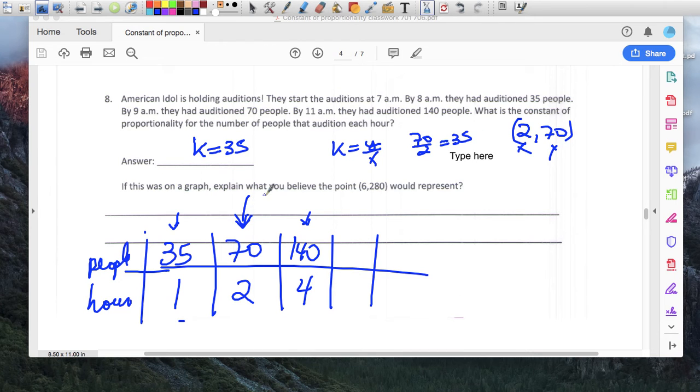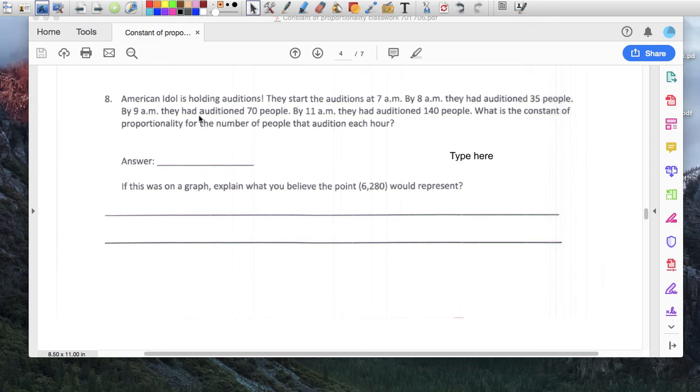If this wasn't a graph, explain what you believe the point (6, 280) would mean. Well, it means that in 6 hours, 280 people were auditioned.